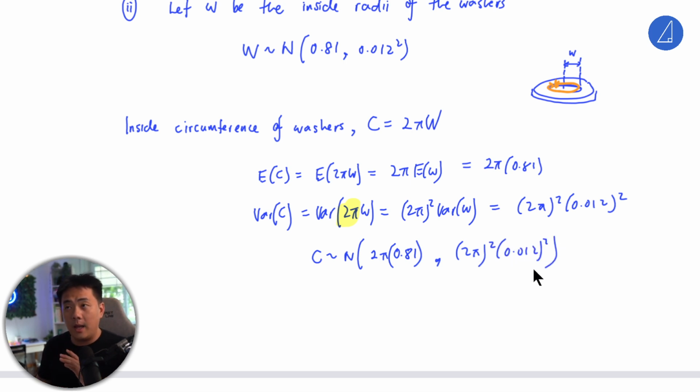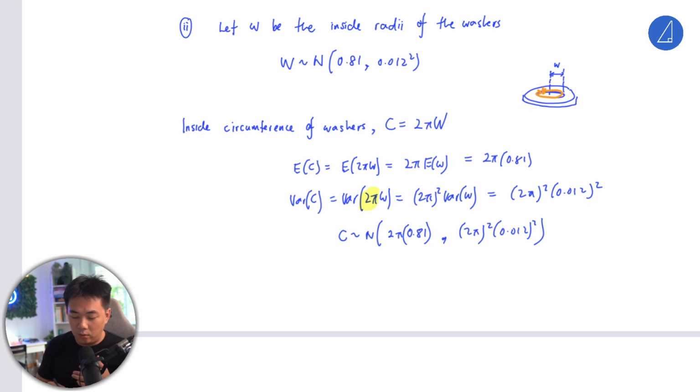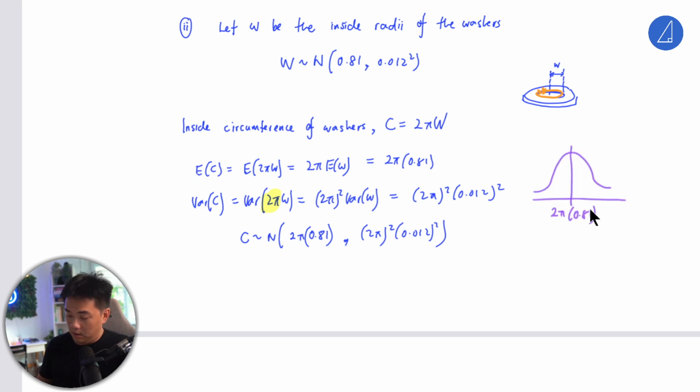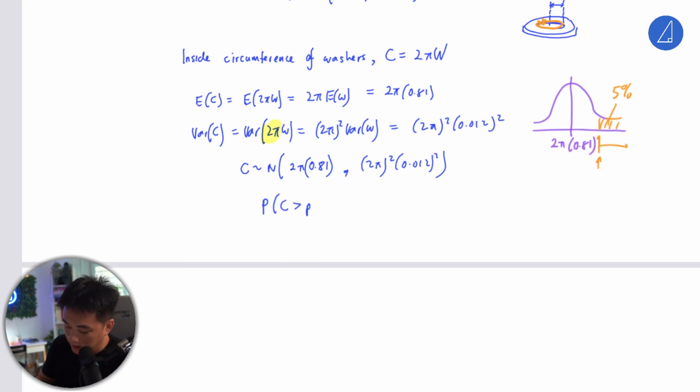Now they ask what is the circumference that is exceeded by 5% of the washers. So essentially you need inverse norm. The idea is that you have this distribution here, and you want 5% on the right, because they say the circumference is only exceeded by 5%. So essentially you only want this region over here. I'm going to call it P. We need to find the value P, where the area is 5%, so 0.05.